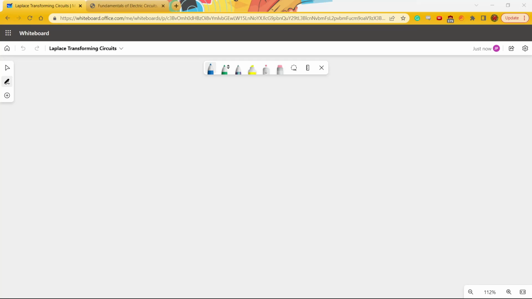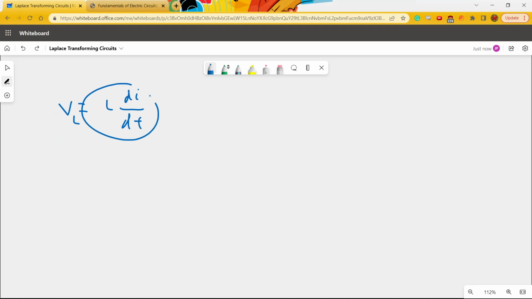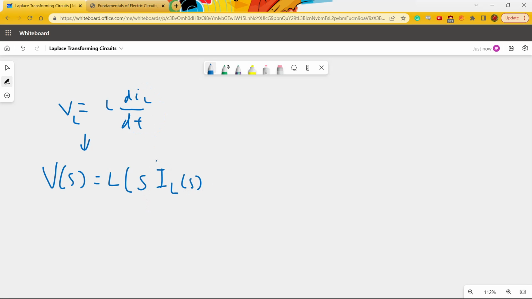We can use the Laplace transform to transform circuits into the S domain. Recall that the voltage of an inductor is equal to L di/dt, where i is the current through the inductor. If we perform a Laplace transform of this equation, we will get capital V of S is equal to L, and then this is i prime, so we can use the expression S I_L of S minus I_L at the initial time 0.